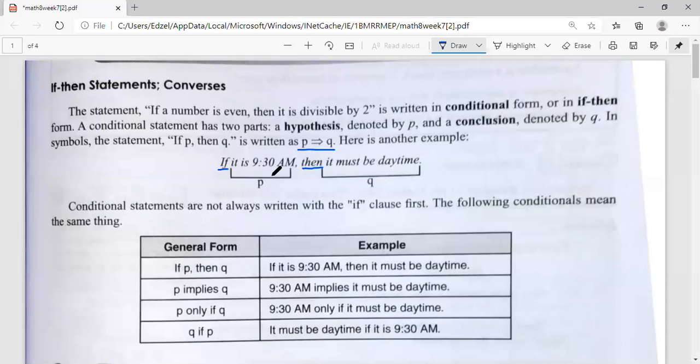This is an example of if-then statement. Ang example niya kanina: if a number is even, then it is divisible by 2. So that's also an example of if-then statement. And the conditional statement is not always written with the if clause first.